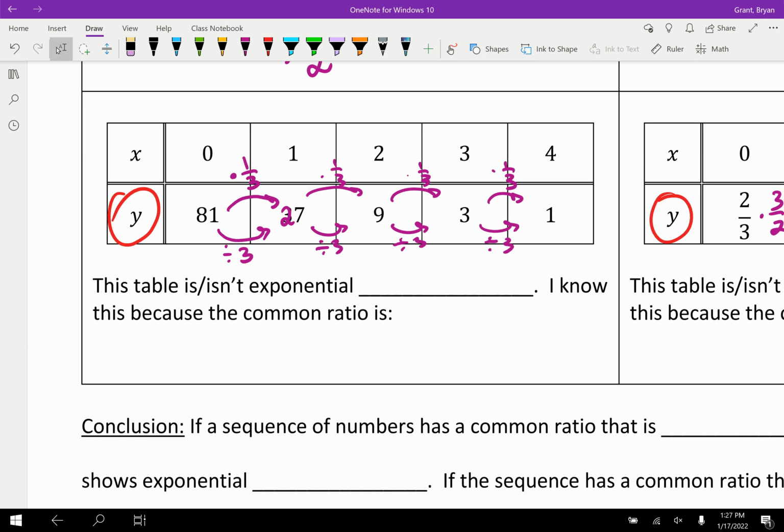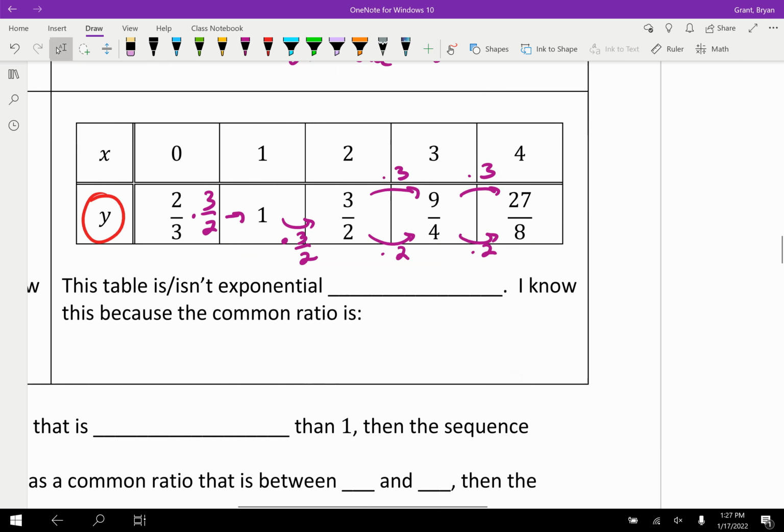Third table, this is exponential. We're multiplying every time or dividing. If you divide consecutive numbers, you get 3. Okay, and this is exponential. What's happening to the outputs? It looks like to me they're decreasing in value, so I think this is exponential decay. And the common ratio is 1/3. We always talk about the common ratio in terms of multiplication if it helps.